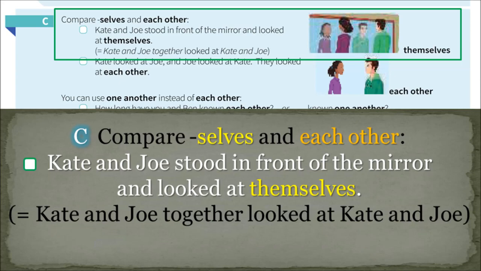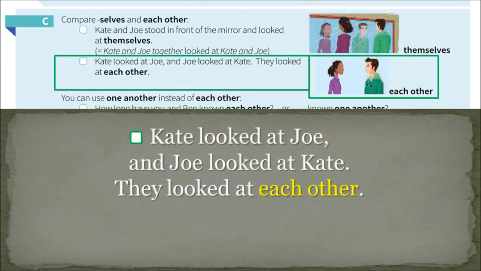C. Compare selves and each other. Kate and Joe stood in front of the mirror and looked at themselves. Equals, Kate and Joe together looked at Kate and Joe. Kate looked at Joe, and Joe looked at Kate. They looked at each other.